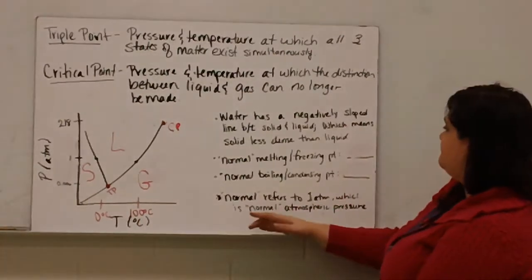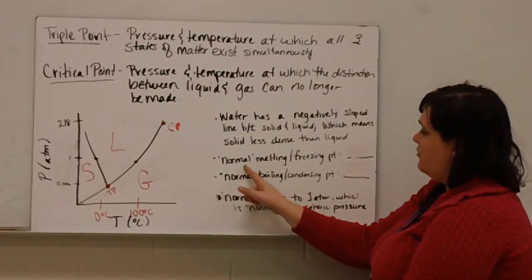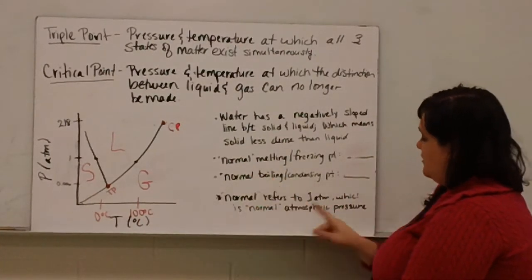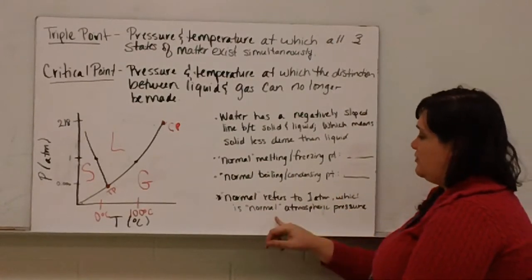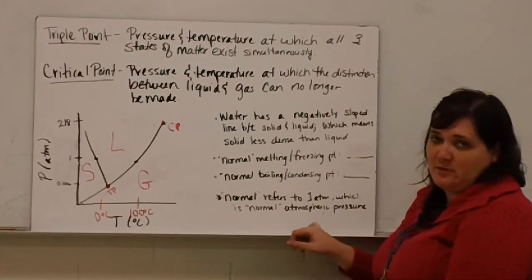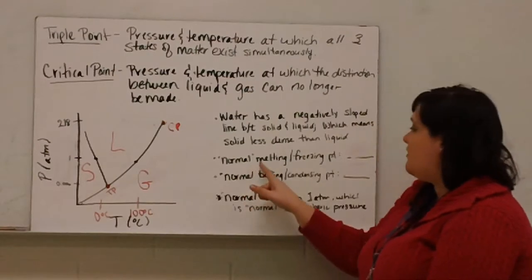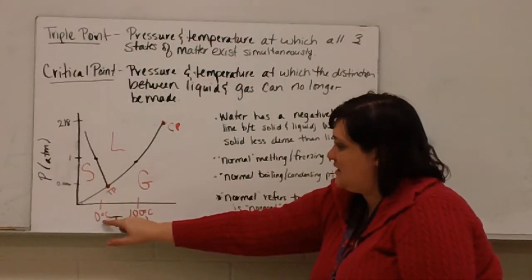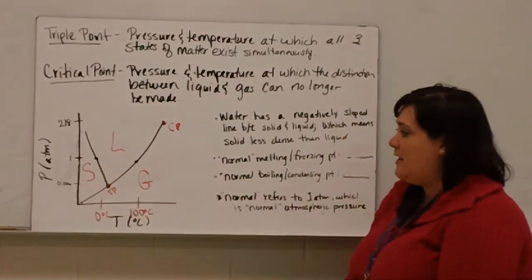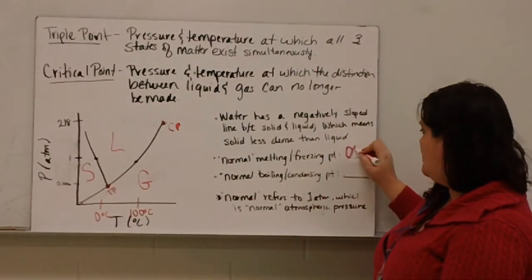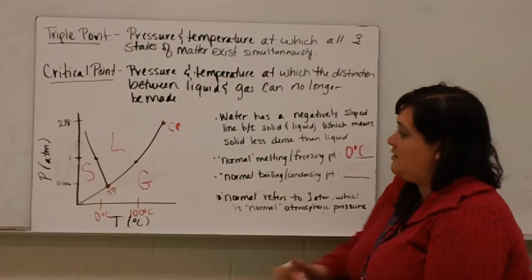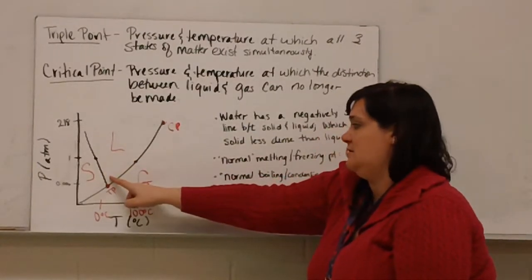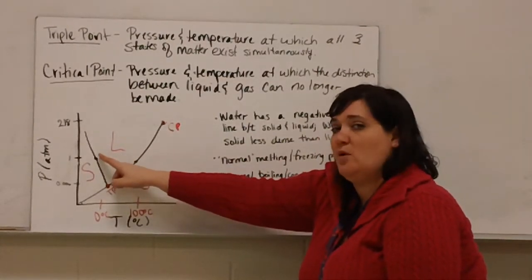Okay? Now the idea of normal refers to 1 atmosphere, which is the normal atmospheric pressure. Now the normal freezing point for water is 0 degrees Celsius, and that's because it occurs at 1 atmosphere. Freezing and melting points occur all along this line, but the one that is normal is the one at 1 atmosphere.